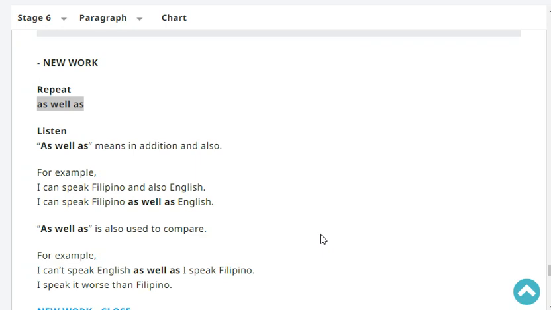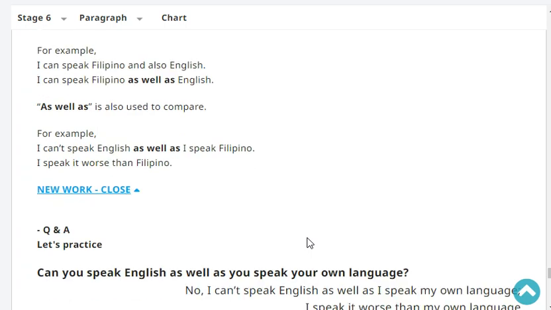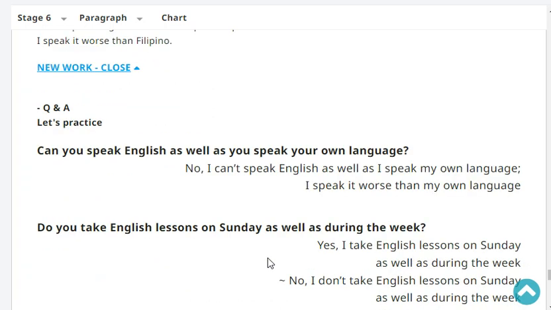As well as is also used to compare. For example, I can't speak English as well as I speak Filipino. I speak it worse than Filipino. Let's practice. Can you speak English as well as you speak your own language? No, I can't speak English as well as I speak my own language. I speak it worse than my own language. Very good.